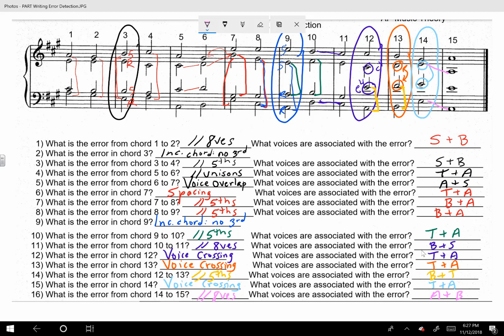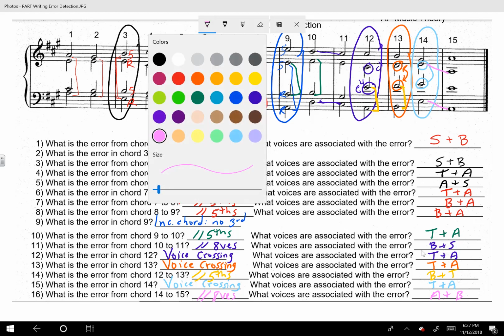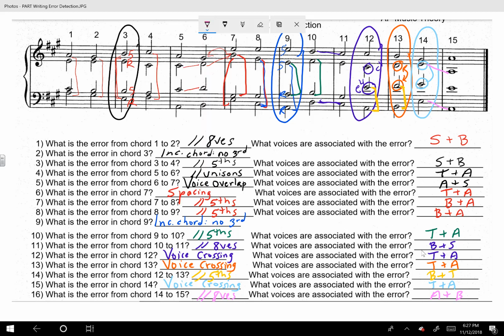Okay, I'm going to add a question 17 for you to try and find out right now. Question 17. What is the error in chord 15? Right here, the last chord. Can you find the error? And with what voices?